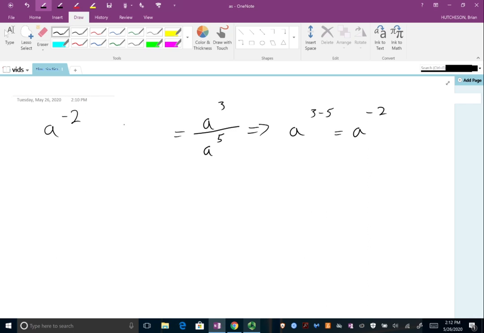Well, if we use our definitions of exponents, that's a times an a times another a. So a times itself 3 times over a times itself 5 times. And look what happens, folks. On top I get left with a 1, and what's on the bottom? A squared. Oh, a to the negative 2 is nothing but 1 over a squared.